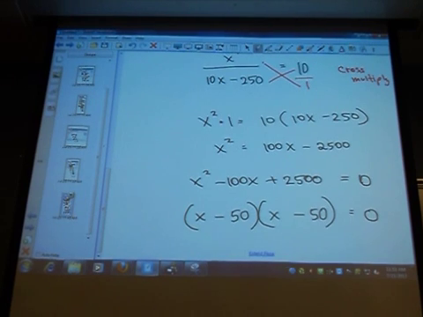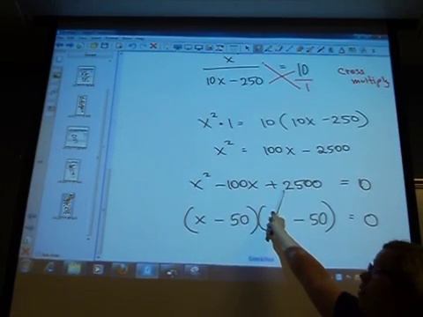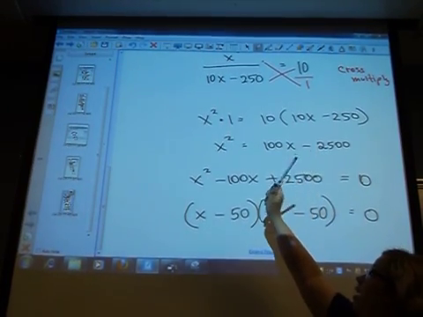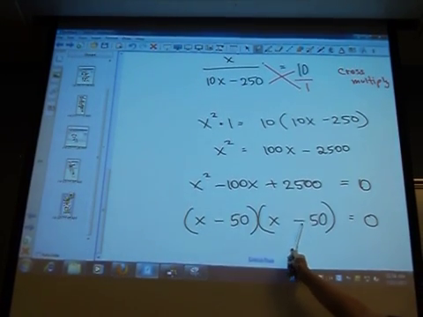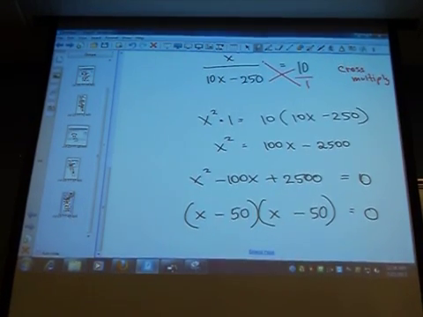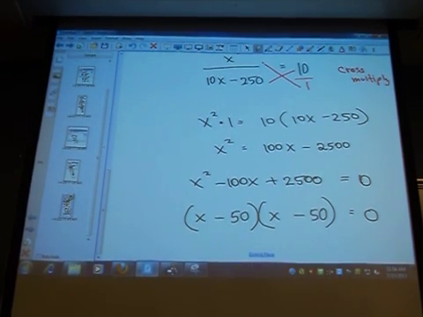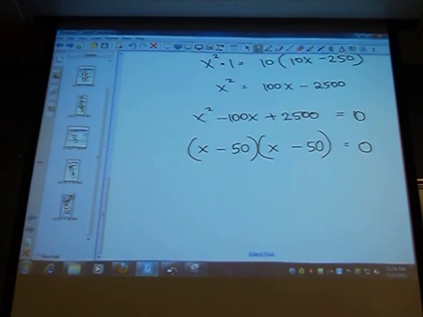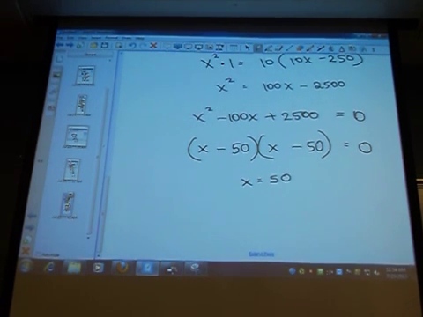Okay, but now where's your plus sign? My product is positive, and my sum is negative. To get a negative sum, you're going to have negative times negative, which gives me a positive, and they add up to a negative. Okay, so my answer is negative 50. Or no, positive 50, because you have to think, what would you plug in there to get 0? It has to be positive 50.